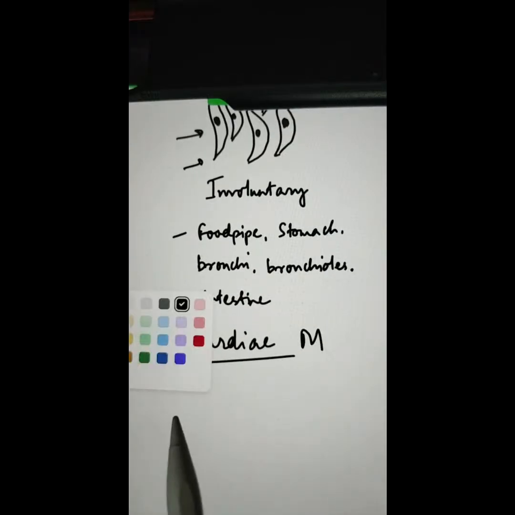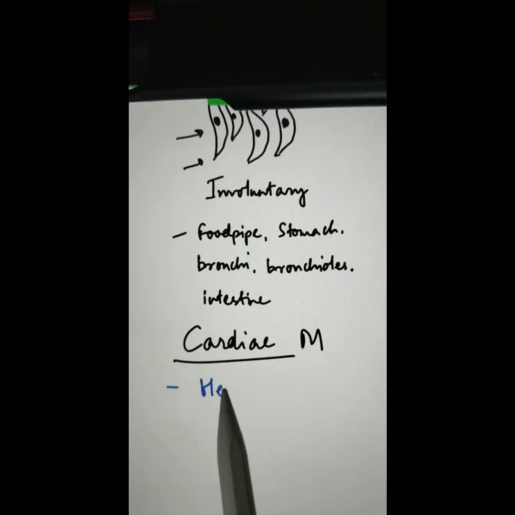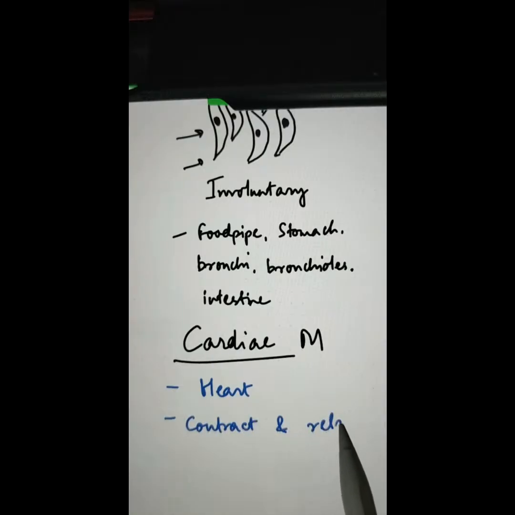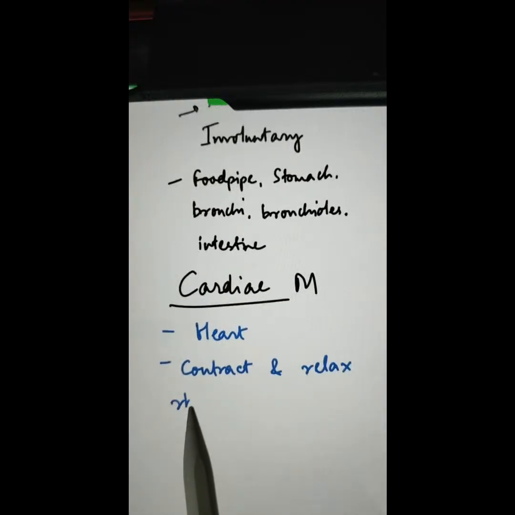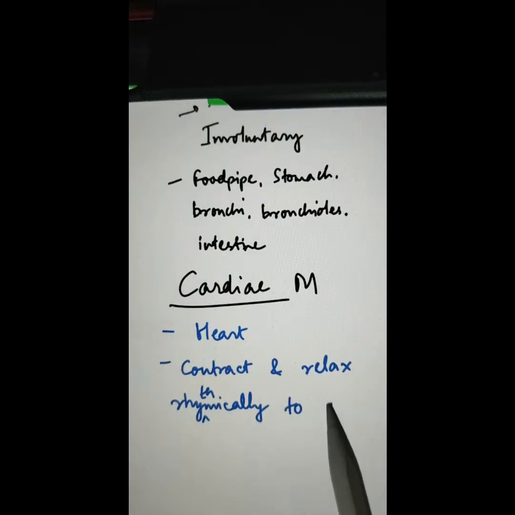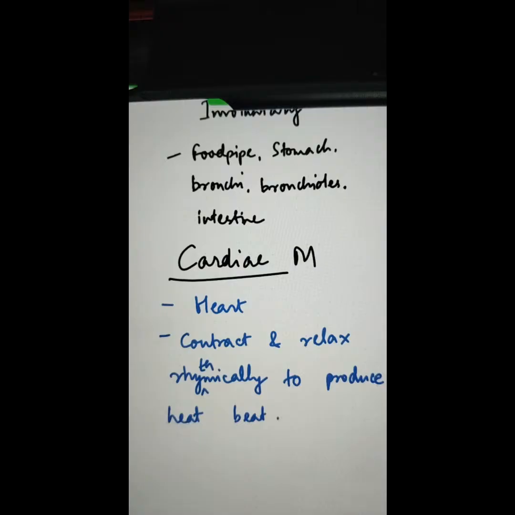Now let's come on to the last type of muscles, which are cardiac muscles. Cardiac muscles, as the name itself is giving you an idea, where are they present? They are present in the heart. And a very important feature, they contract and relax rhythmically to produce heartbeat. A very, very important function of them is to produce heartbeat. So every time a heartbeat is there, it is contraction, relaxation, right? So this is how heartbeat is produced.